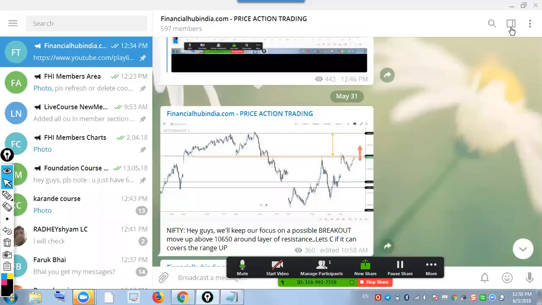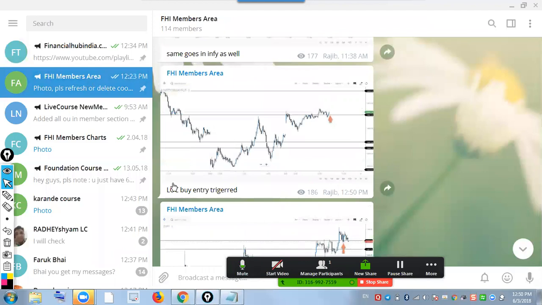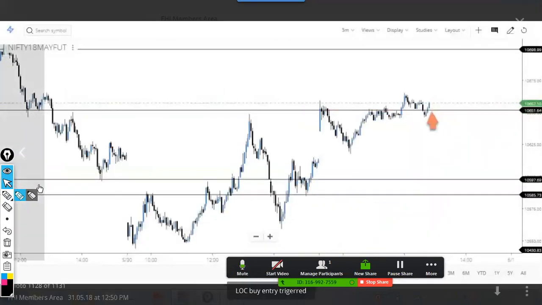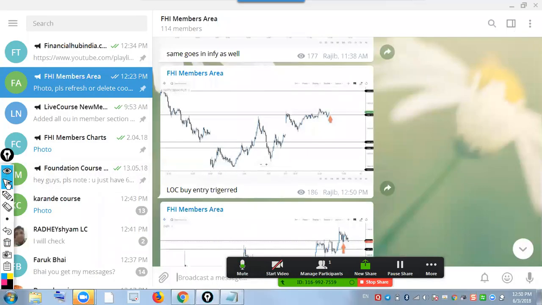So I'll show you this trade in our live member section for the advanced members. So this is our advanced member section where we trade the live market. This trade was shown in the live market with the members. So here was the buy entry, and we follow a particular strategy which is known as LOC.